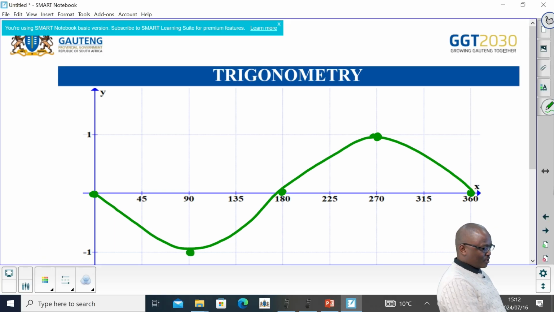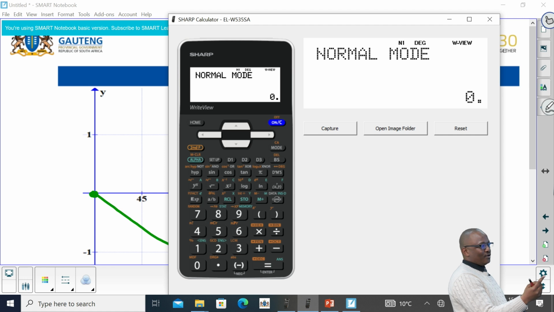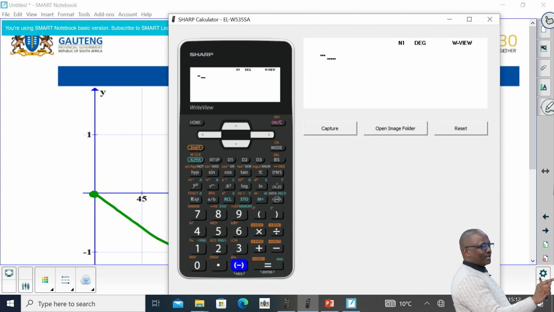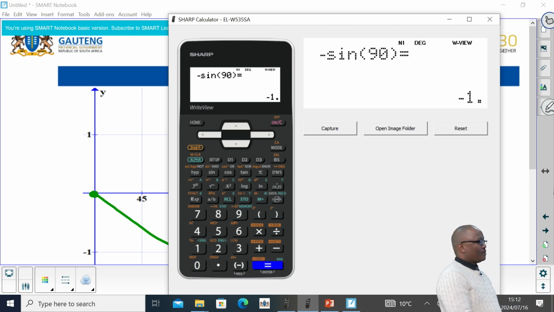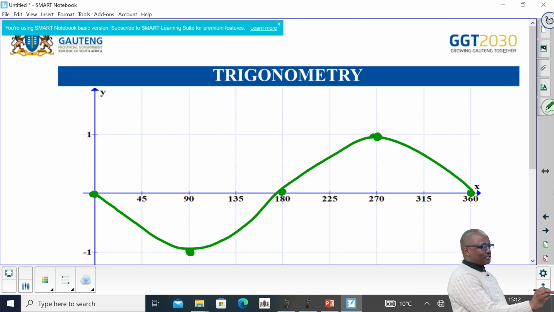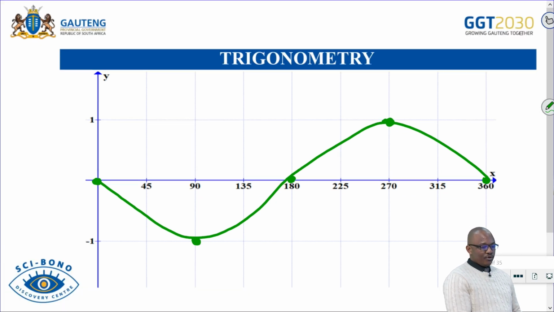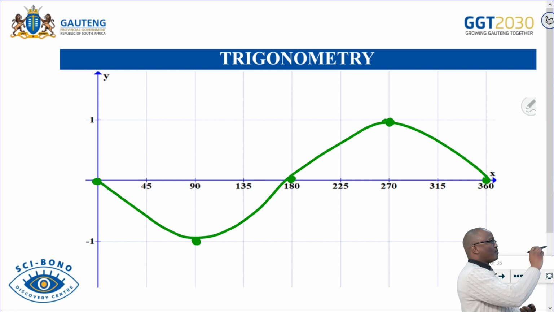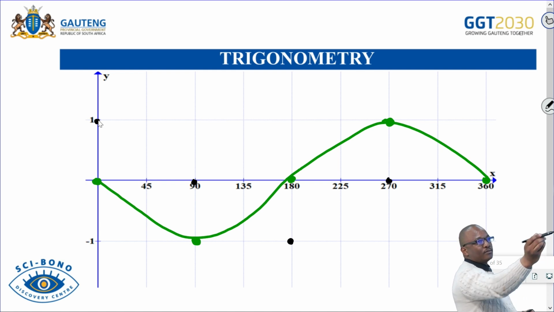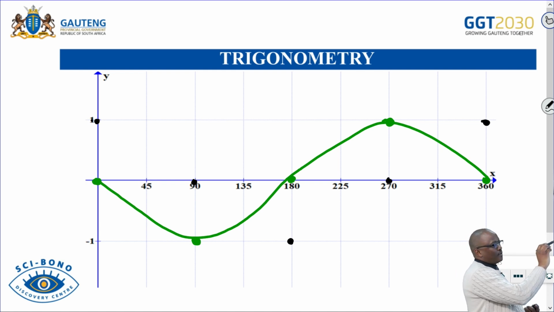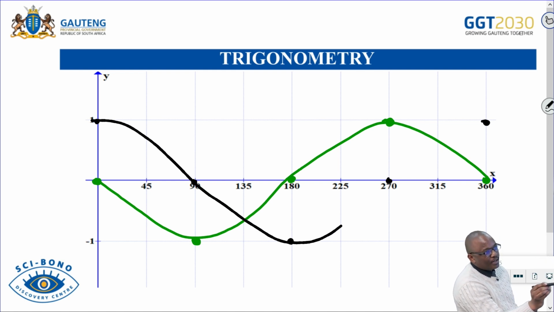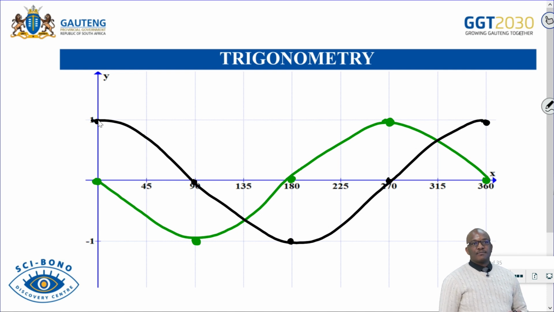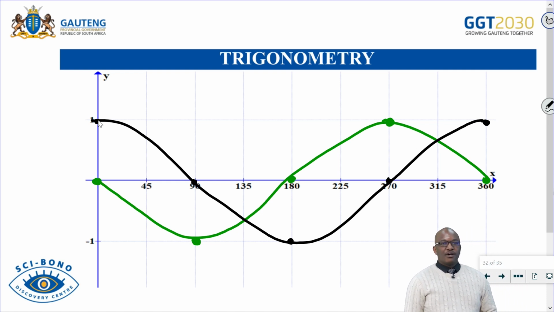So now you can see that our graph for sine has a different shape now. But it makes sense because remember, if you go to your calculator and you say negative sine of, let's say, 90, you are going to get -1. So here at 90, we get -1. Basically, that's how you will sketch that graph. But the one for cos will be the straight graph for cos. Correct. So that's how you will sketch the two graphs.